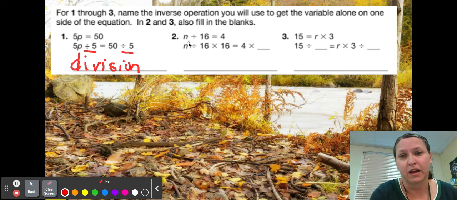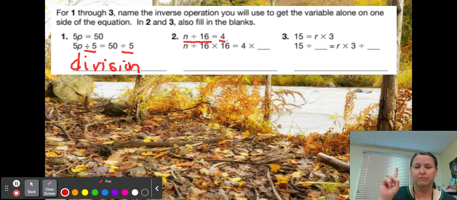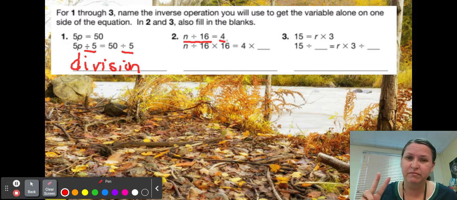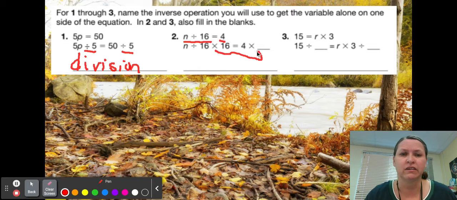Let's look at number 2. I do have to fill in the blank on this one. So I have n divided by 16 equals 4. What's my variable? My variable is n. What are they doing to n? They are dividing by 16. How do I do the opposite of dividing by 16? I multiply by 16. So right here you can see they're multiplying by 16 here, so I have to multiply by 16 here. So 4 times 16. What operation did they use to do the opposite? They used the operation of multiplication.